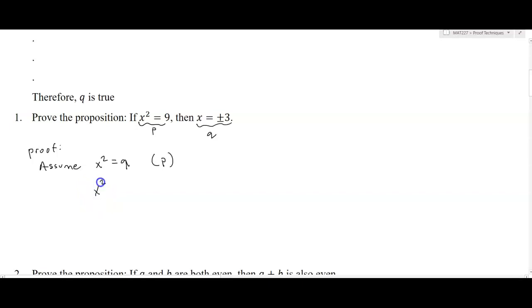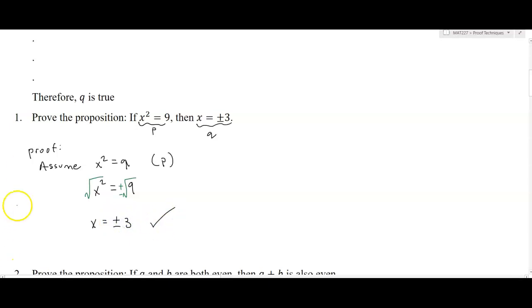So if I take x squared equals 9, and I take the square root of both sides, or plus or minus the square root of 9, then what I end up with is x is equal to, well, square root of 9 is 3, so x is equal to plus or minus 3. And we've just proven the statement.